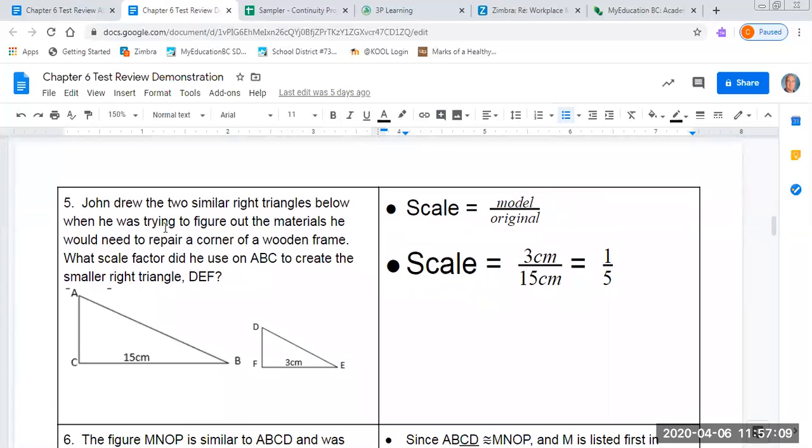Question 5 looks at this. It says, John drew the two similar right triangles below when he was trying to figure out the materials he would need to repair a corner of a wooden frame. What scale factor do you use on ABC to create the smaller right triangle DEF?